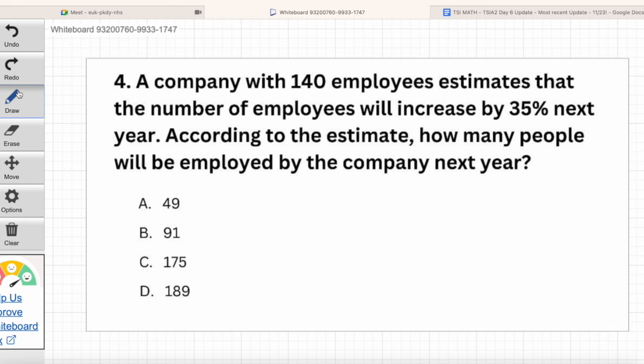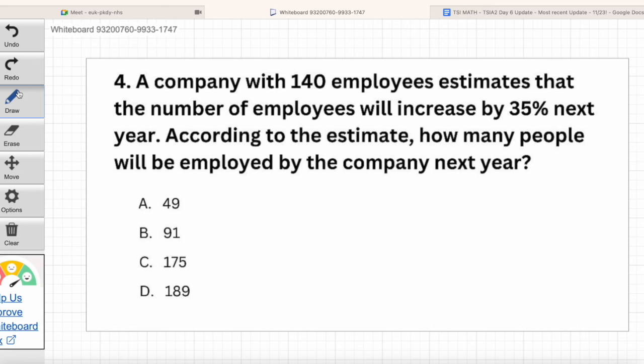All right, go and read question number 4. Let me see it on the screen, Bailey. A company with 140 employees estimates that the number of employees will increase by 35% next year. According to the estimate, how many people will be employed by the company next year? Ooh, what are we solving for here, Bailey? How many people will be employed in the company next year?